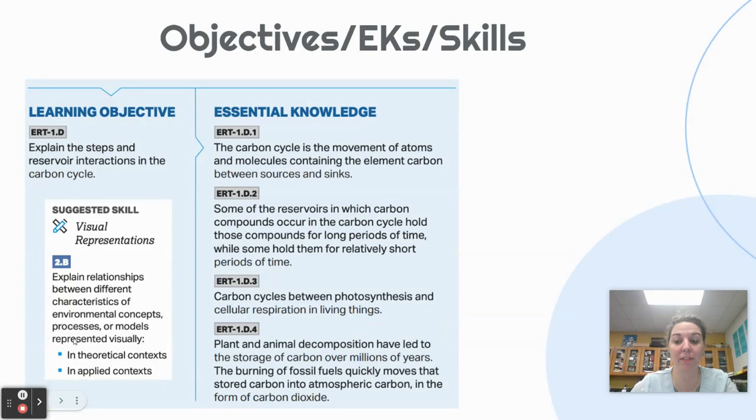For your practice FRQ today, you're going to explain relationships between different characteristics of environmental concepts, processes, or models that are represented visually. So that's a really big thing in APES, is to be able to see these diagrams, visuals, and then explain them.